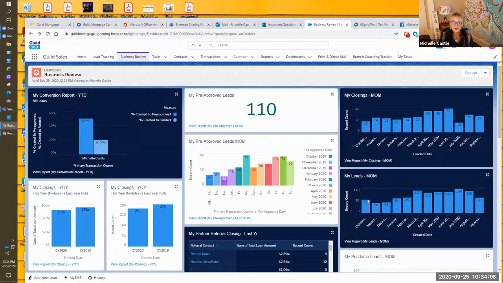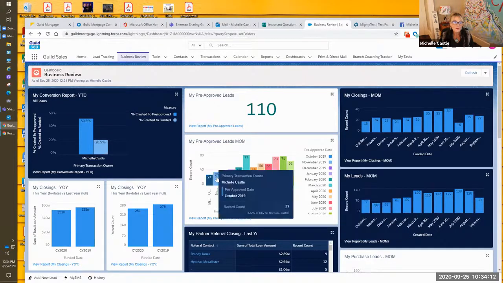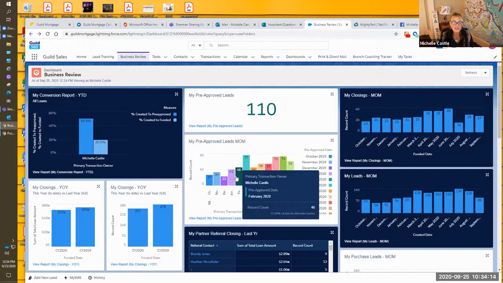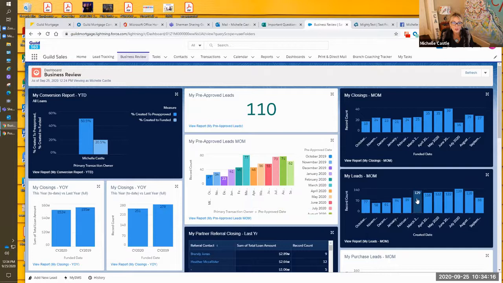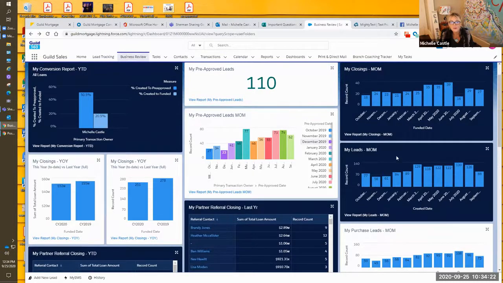And then you have your leads right here, so you can actually go in here and go month to month. Okay, we saw a spike in pre-approves in March. Did we also see a spike in leads? Yes, we did. So you've got so much valuable information right here.